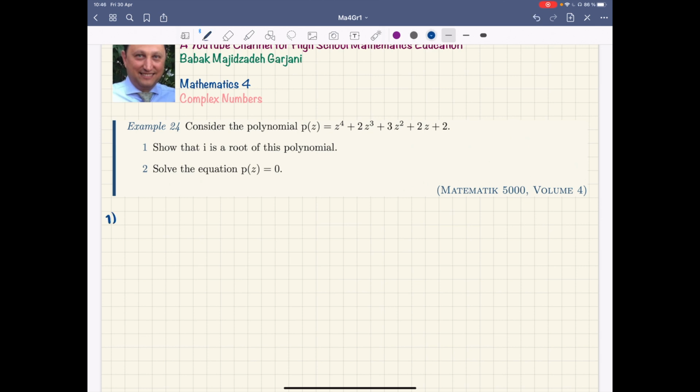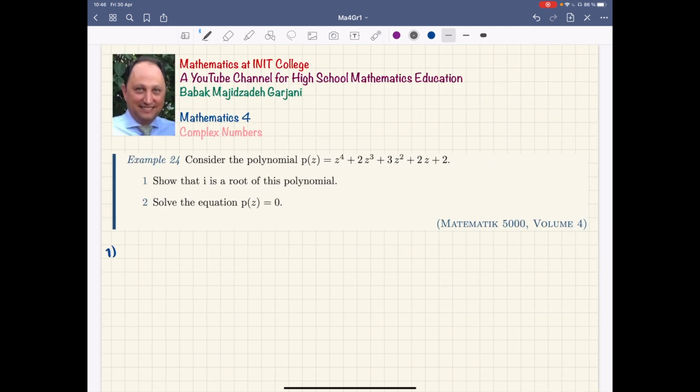Okay, so this part is easy. It is asking you to show that I is a root of this. Okay, so let me just do that. What I have to do, I have to put I there. So it becomes I to the 4. So let me write the left-hand side is equal to I to the 4 plus 2I to the 3 plus 3I squared plus 2I plus 2.